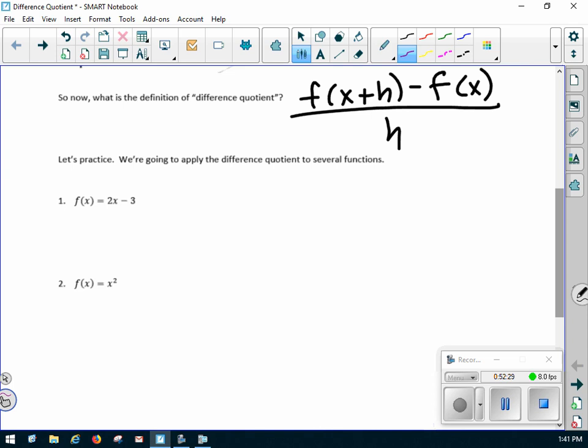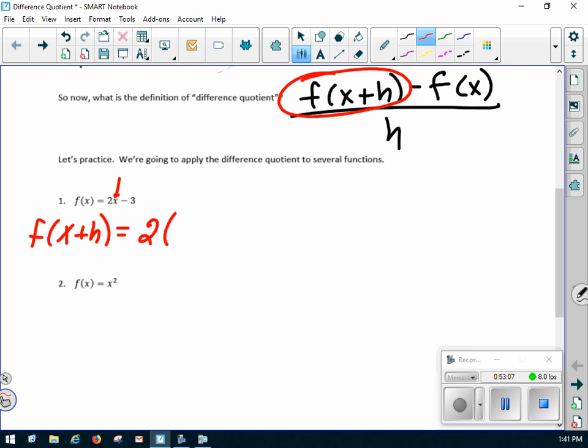Now, we're going to apply the difference quotient to this function, 2x minus 3. The first piece we do is f of x plus h. If f of x is 2x minus 3, what is f of x plus h? Yes, because everywhere you saw an x, what did you put in its place? X plus h. We see an x right here. We're going to put an x plus h in its place. So that's going to be 2 times, don't write this down, just a minute.